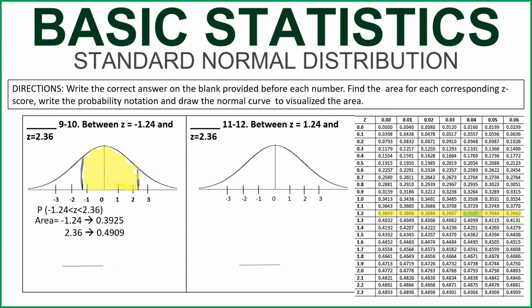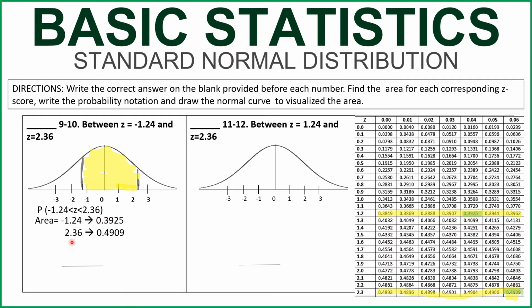So, first is, kunin muna natin yung first two digit, which is 2.3. So, 2.3, ito yung pinakahuli. So, i-shade natin. Tapos, tignan natin kung saan siya nagko-cross. Third digit is 6. So, that is 0.06. So, sa pinaka-last. Therefore, yung area niya is 0.4909. So, tama, yun nakasulat.